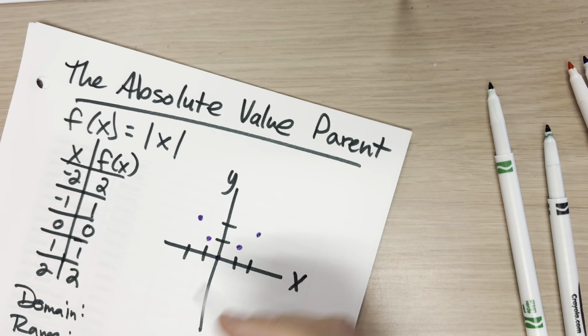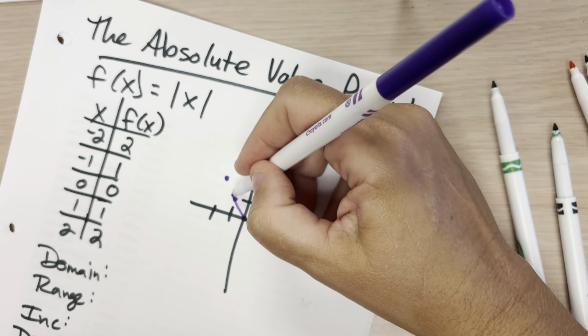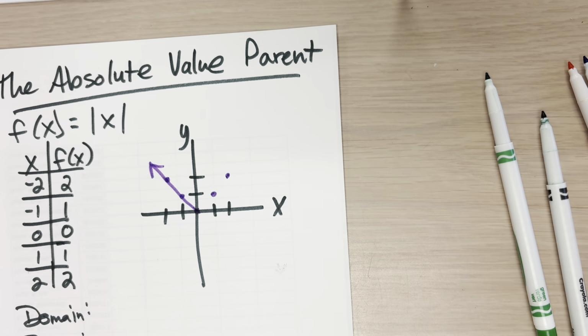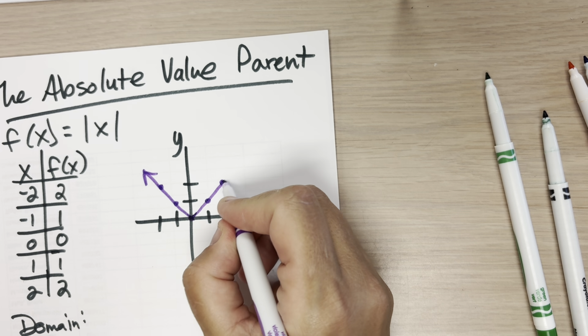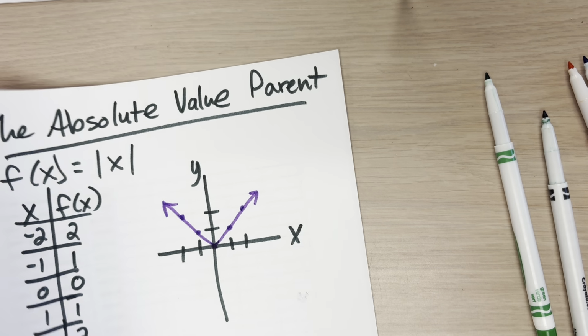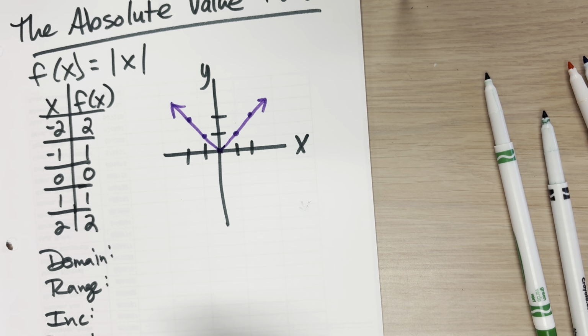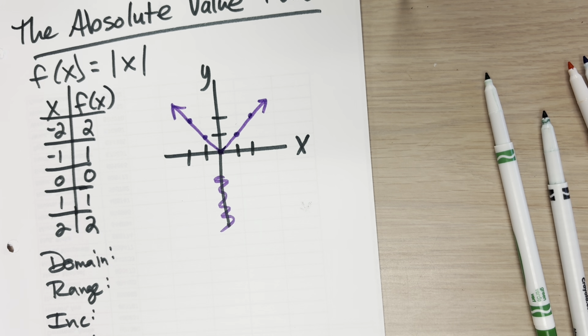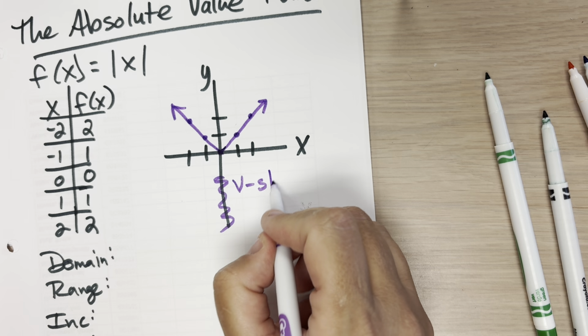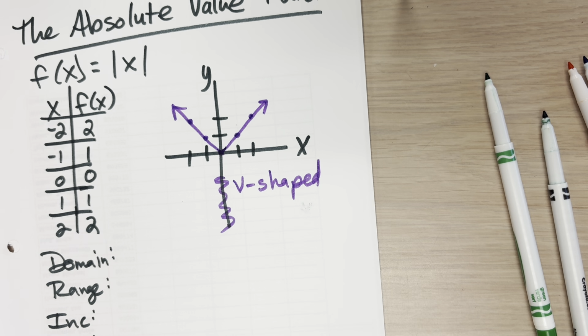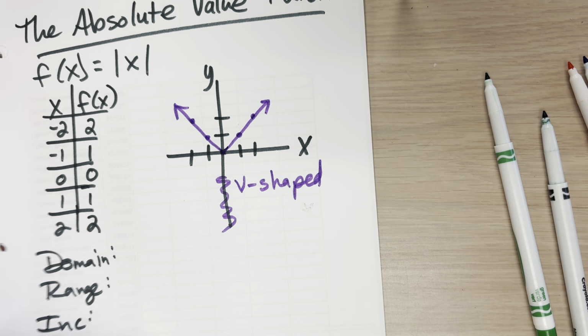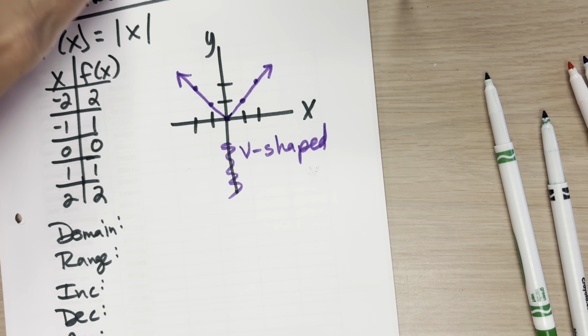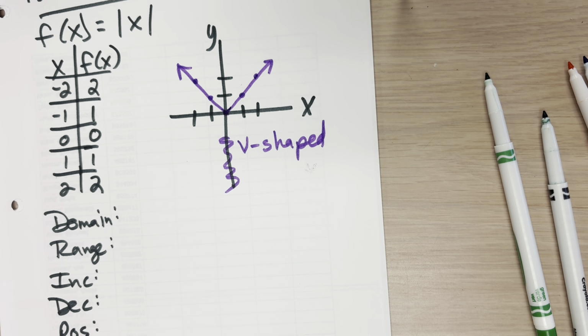And hopefully, if I've done this well, I'm not using a grid, so don't judge me too much here. Okay, we've got a V-shaped graph. An absolute value function is also an example of a piecewise function. Not every course is going to be talking about that, so I won't get into it too much here, but you can write it as two separate functions.